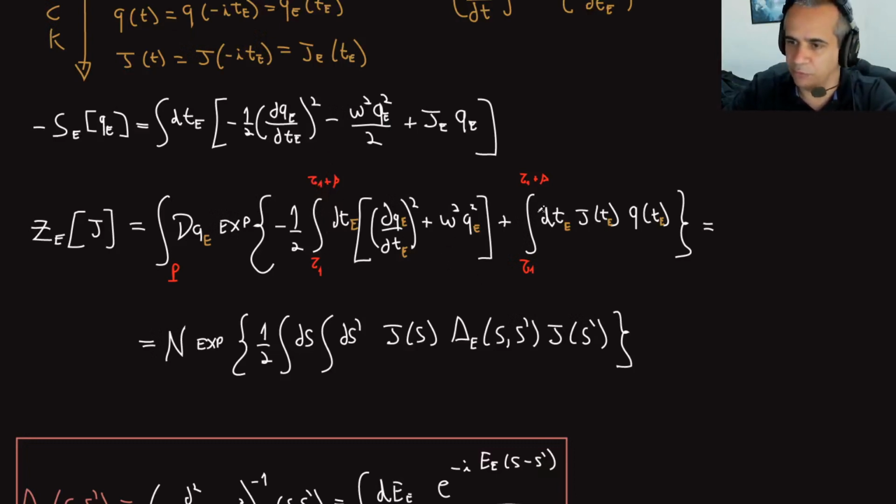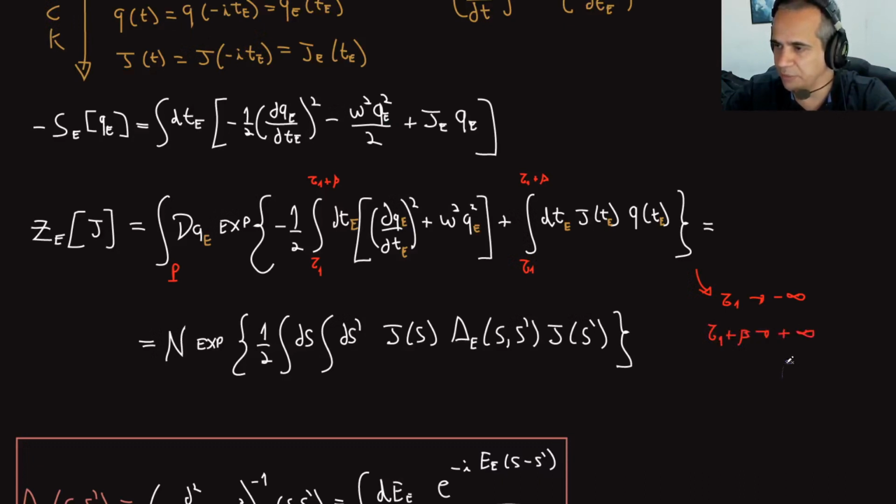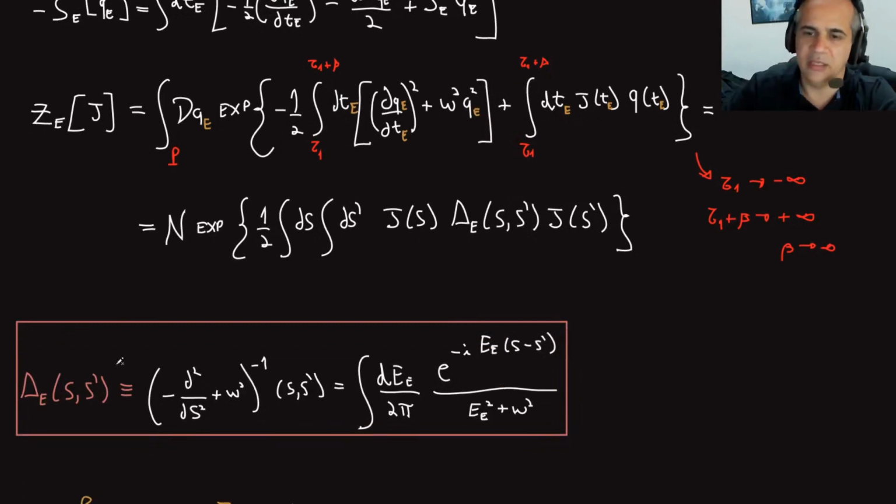Then to go from here to here, I take tau 1 going to minus infinity in these limits, and tau 1 plus beta going to plus infinity, in a way that beta is going to infinity, and I'm projecting this into the vacuum. And then I can invert the operator easily. It's the same thing I did before, and I get this propagator. So this is the propagator for the Euclidean space.